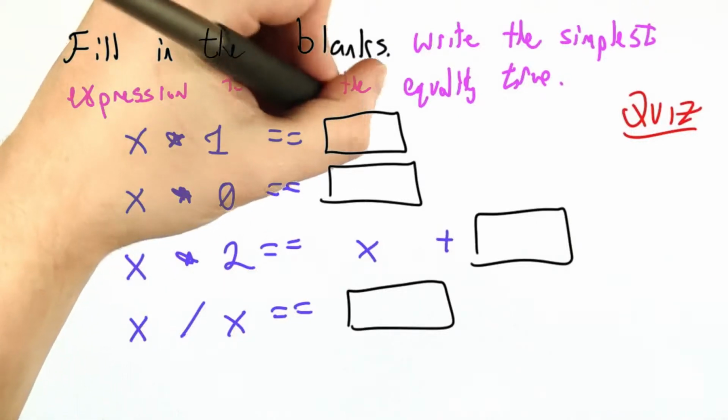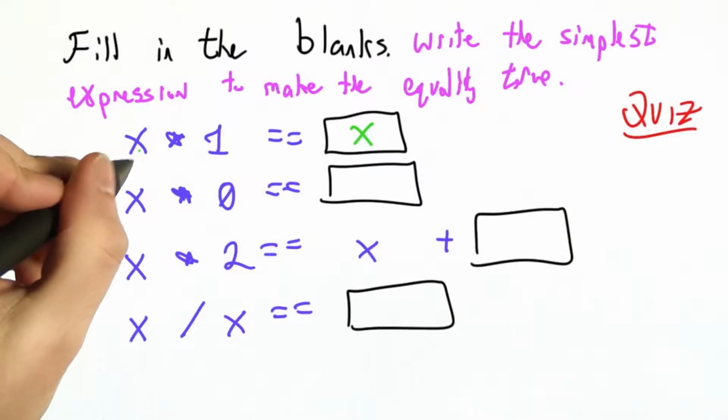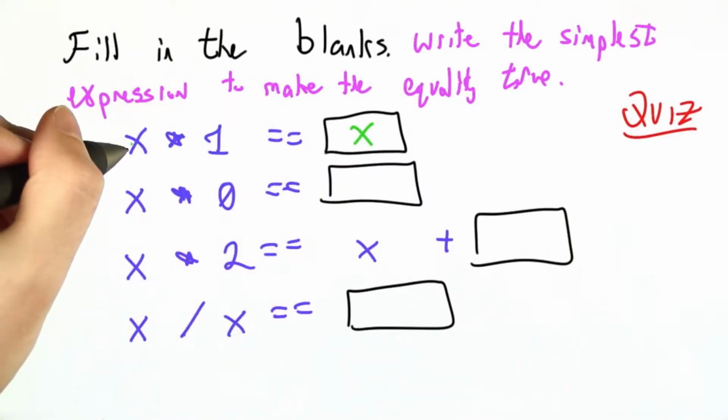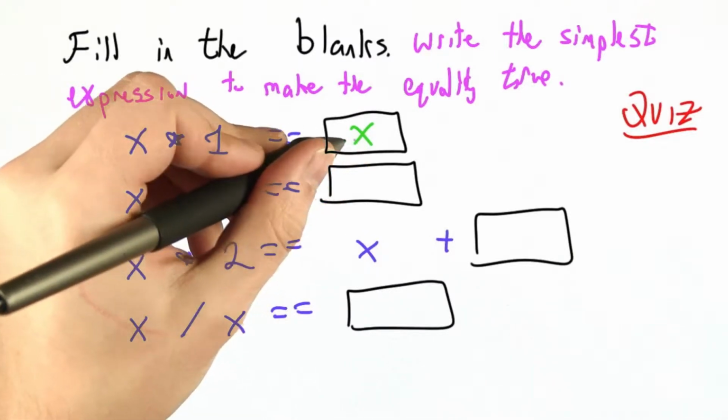Well, x times 1 is just equal to x, regardless of the value of x. If x was 55, 55 times 1 is 55. If x was 0, 0 times 1 is 0. If x was negative 2, negative 2 times 1 is negative 2.